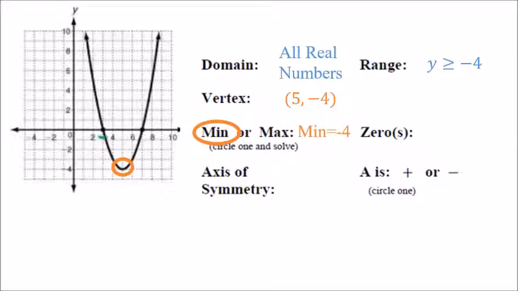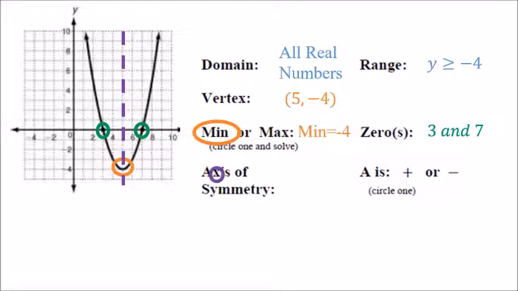Zeros are where my graph crosses the x-axis. So I have one here at 3 and 7. Axis of symmetry is a line that I can go through my vertex and fold my parabola in half to get a perfect mirrored side on both sides.